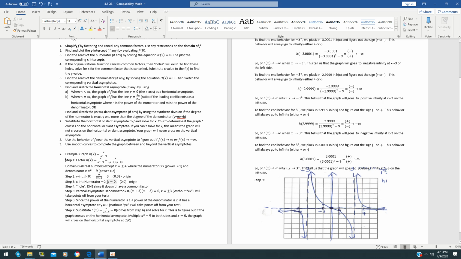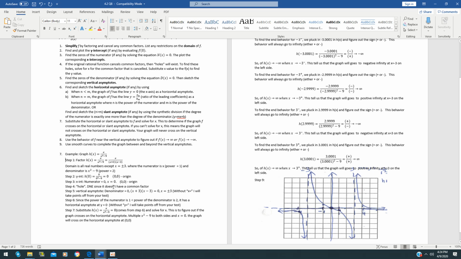The x-intercept is where you set your numerator equal to 0. Our numerator in this case is just x, so we just set x equals 0. So in this case, our x-intercept is also at (0, 0), at the origin. That is telling us that this graph will intercept at your origin. We do not have a hole here for step 4 because there is no common factor. We didn't cancel anything early on in step 1, so a hole in this case does not exist here.